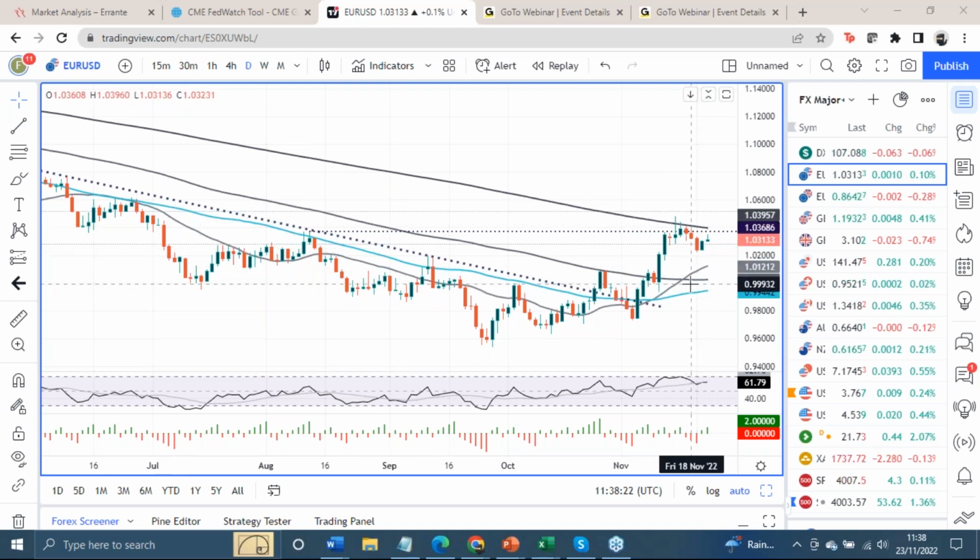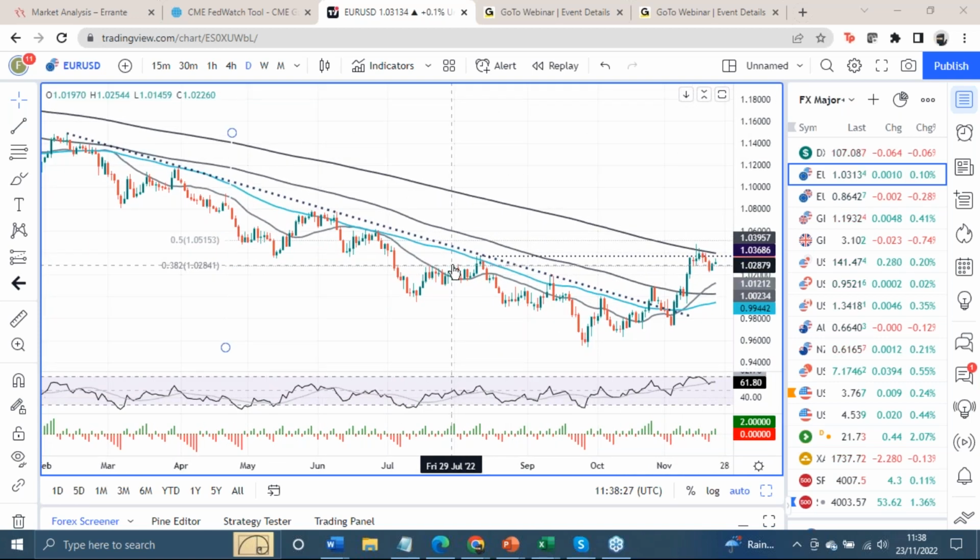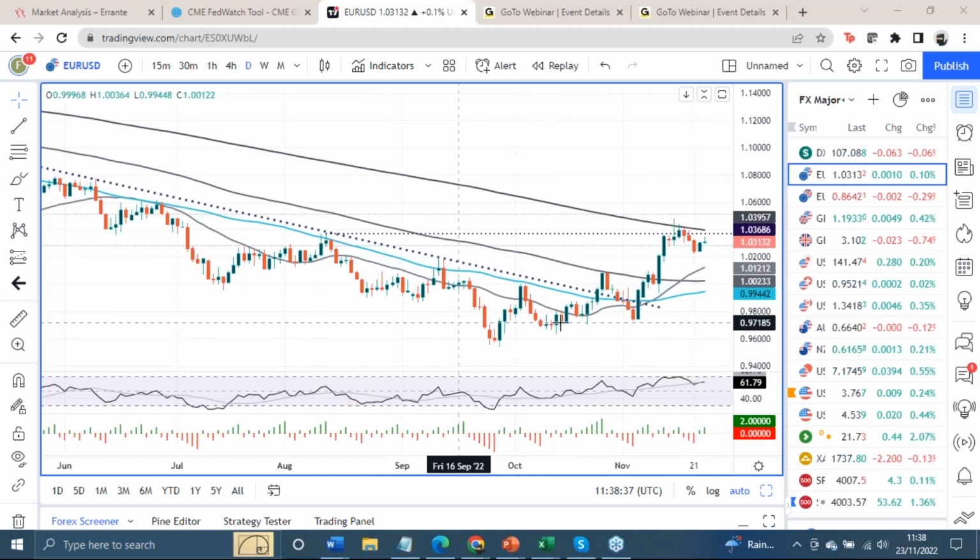Otherwise, support comes in at the 38.2% Fibonacci level of this year's downtrend. That 38.2 fib level at 1.0284 may offer some support, and then you've got Monday's low at 1.0222 as well for support, before potentially we go lower below 1.02. That's euro dollar.